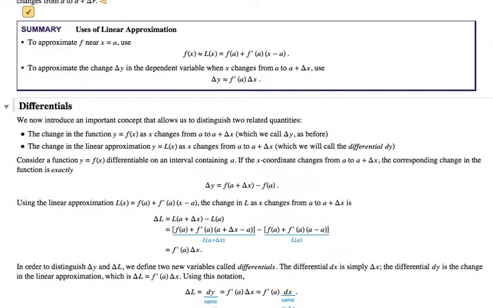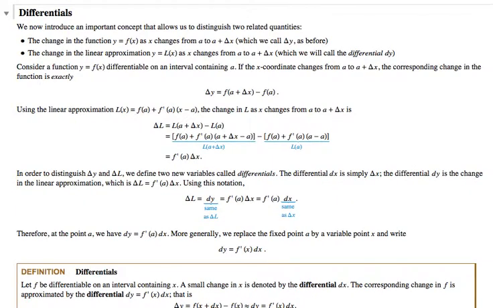So to summarize, we approximate f near a by using f of x is about L of x, which we said was the value of the function at a, plus the derivative of the function at a times x minus a. And if we want to approximate the change in y, the dependent variable, when x changes from a to a plus delta x, we say that delta y is going to be about the value of the derivative at a times delta x. So finally we have the ability to talk about differentials.